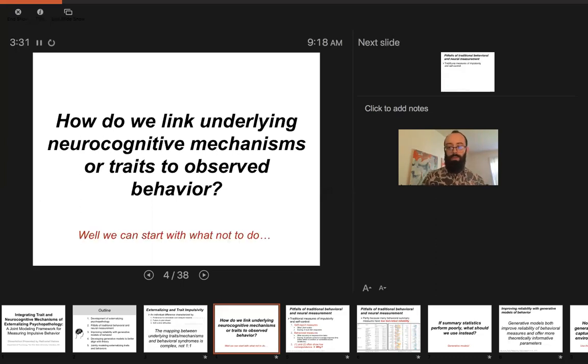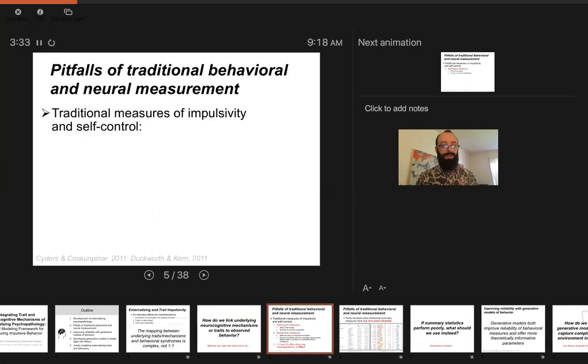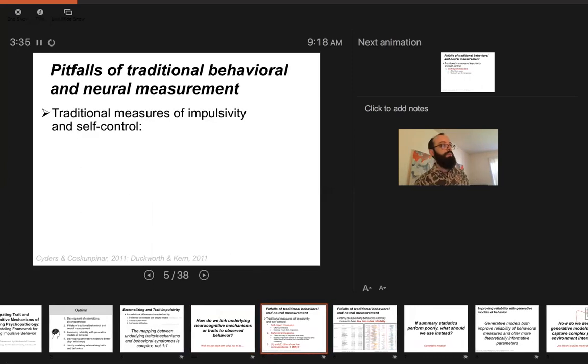And I first start with what I think we shouldn't do. Traditionally, people will come into the lab and we will collect information on their impulsivity or self-control. What we want to do is create a quantifiable metric. It's similar to how you take a test or an exam. You get an 80% on a math test and you get ranked relative to other people. We want to be able to do the same thing with impulsivity or self-control.